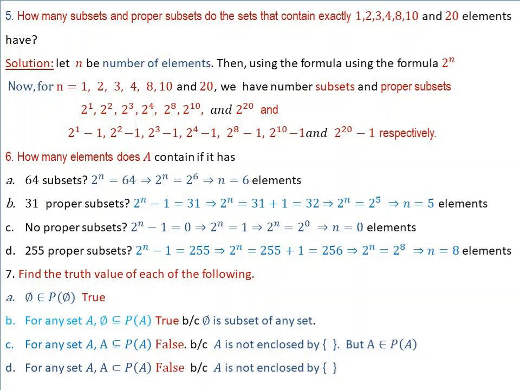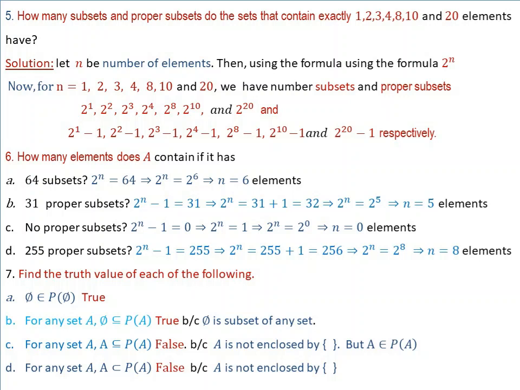How many elements does set A contain if it has 64 subsets? Now, if there are 64 subsets, we want the number of elements. By using the formula, 2 to the power of n is the number of subsets, then 2 to the power of n is equal to 64. But 64 is 2 to the power of 6. Now, as a result, we have 2 to the power of n is equal to 2 to the power of 6, then n is equal to 6. Therefore, if set A has 64 subsets, then the number of elements of this set is 6.